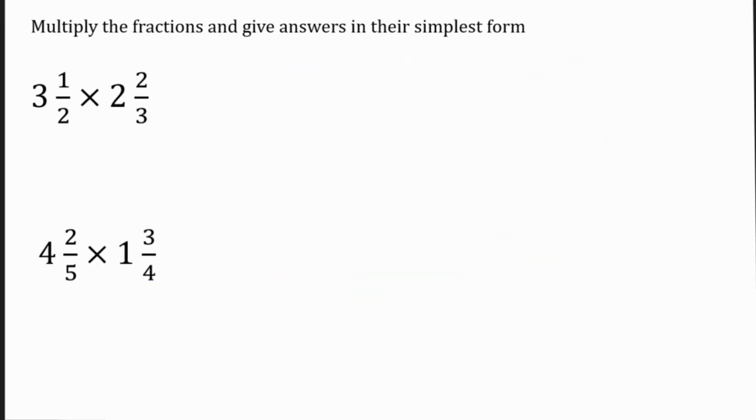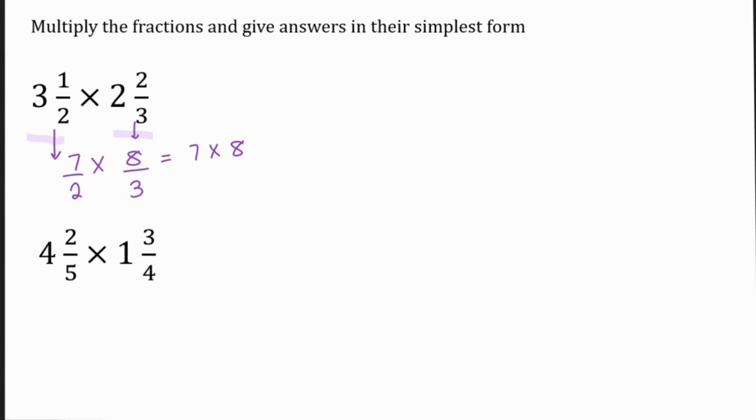Both the fractions that we're multiplying are mixed numbers. So we are first going to change them into improper fractions. So for the first one, we're going to do 2 times 3, which is 6, plus 1 gives us 7 out of 2. And for the second one, we are doing 3 times 2, which is 6, plus 2 gives us 8, so 8 over 3.